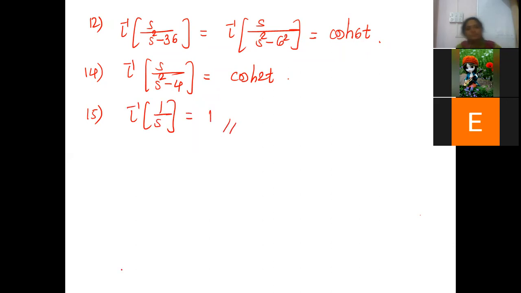So do you understand now the type? Yes. The thing which we did in Laplace, exactly the opposite we have to do in inverse Laplace. The formulas are as they are, just the way opposite, exactly opposite.